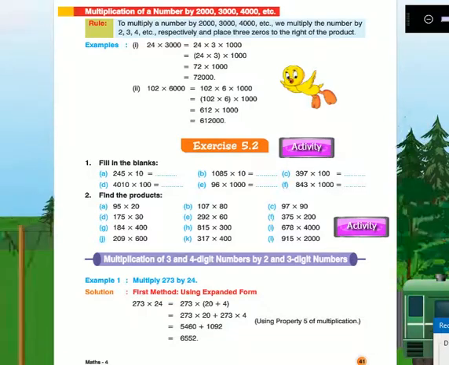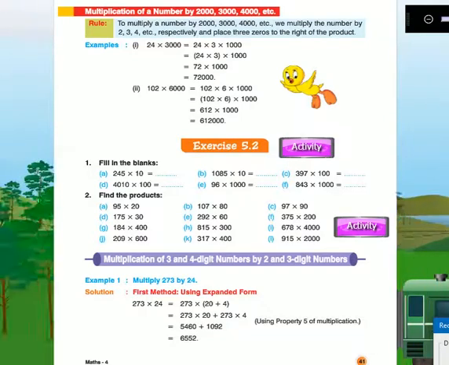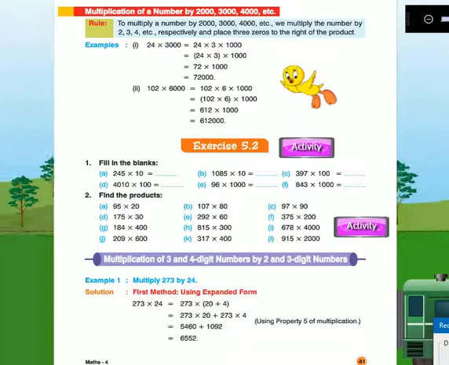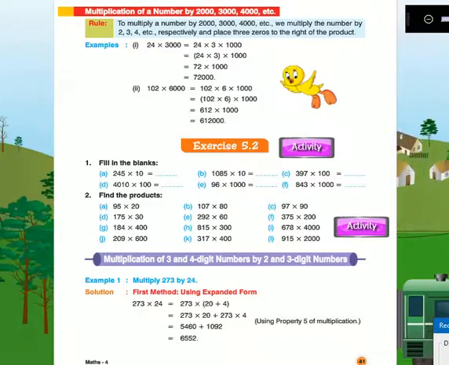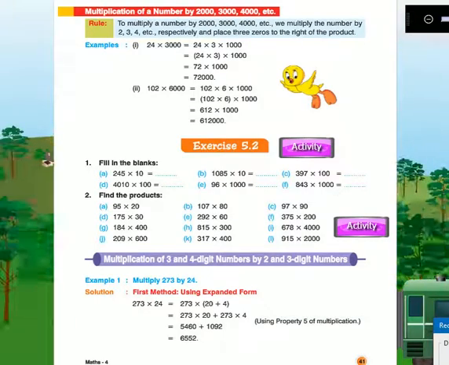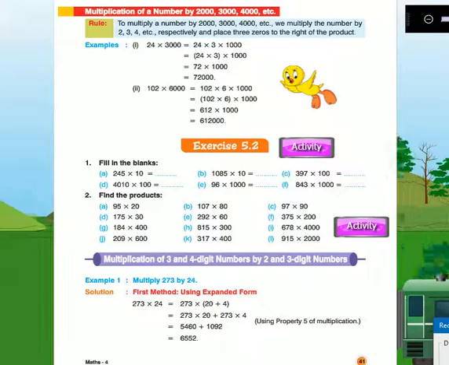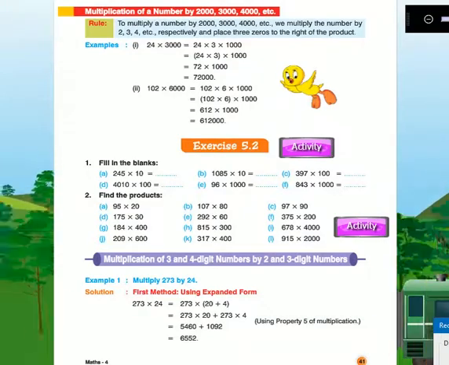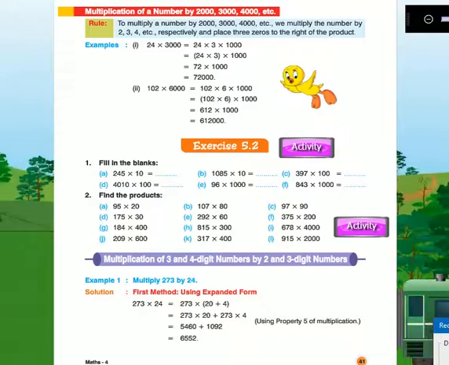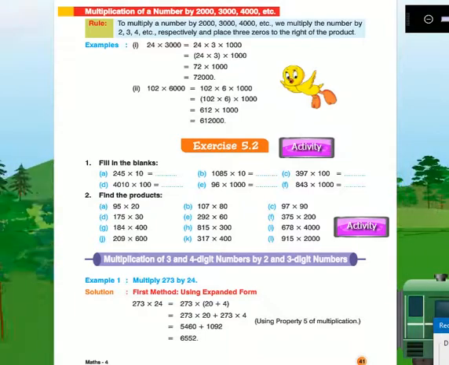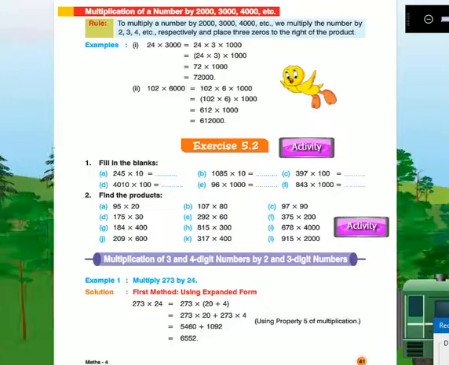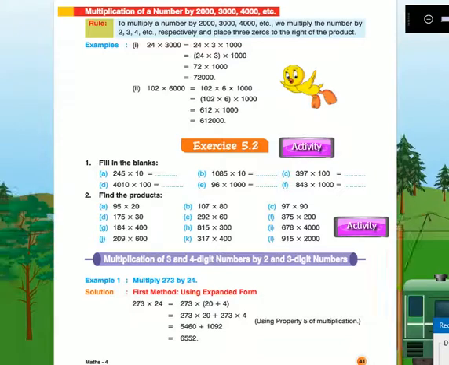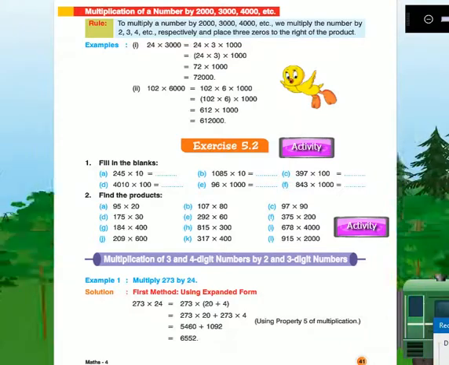Multiplication of 3 and 4-digit numbers by 2 and 3-digit numbers. Example 1. Multiply 273 by 24. Solution. First method using expanded form. 273 into 24 is 273 multiplied by 20 plus 4, using property 5 of multiplication. So the answer is 6552.